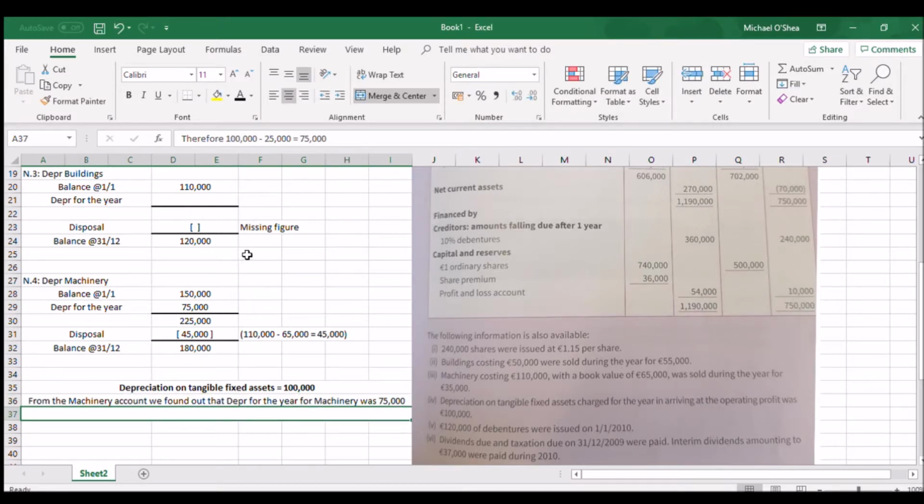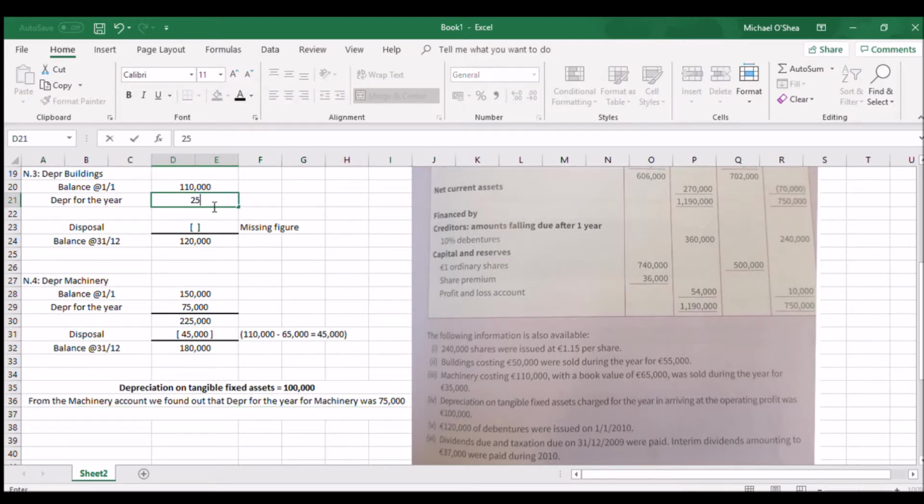Therefore, 100,000 minus 75,000 from the machinery account, we found the depreciation for the year for machinery was 75,000. That means the buildings depreciation for the year is going to be 25,000. That means I went from 110,000 and I added on another 25,000, so that's 135,000. Now I can work this out. It was 135,000, went down to 120,000 at the end of the year because I had to take out a disposal amount, and that disposal amount was 15,000. I'm just filling in the blanks. This is my missing figure here as well.